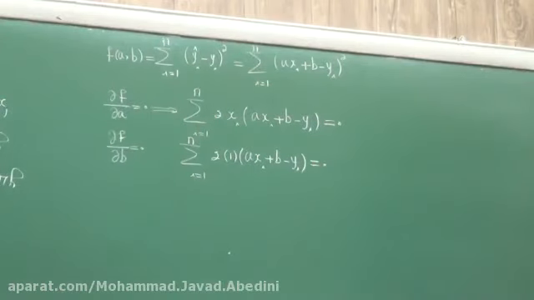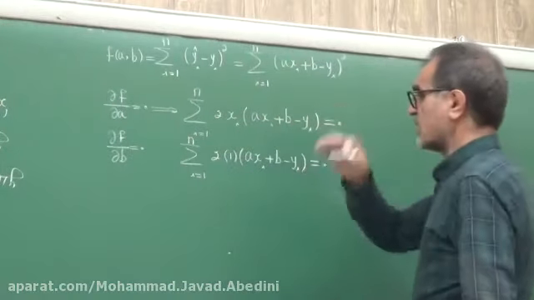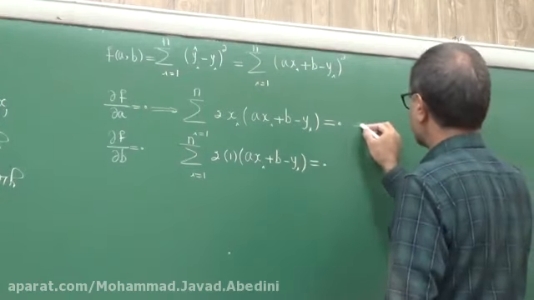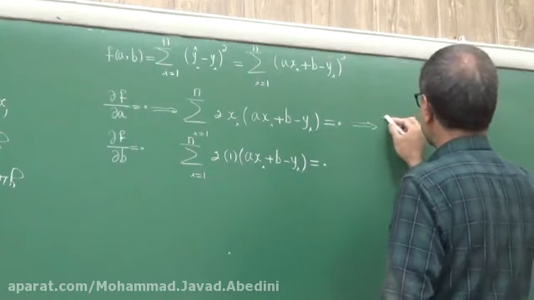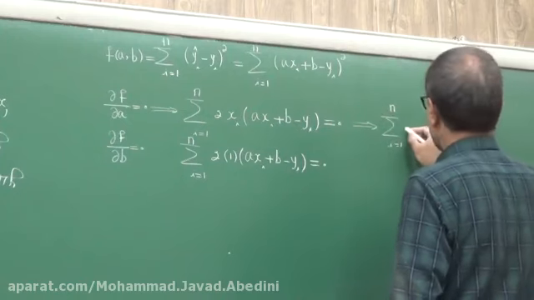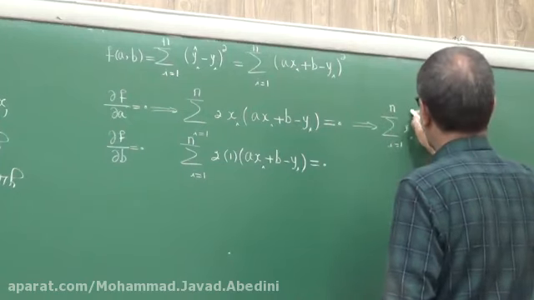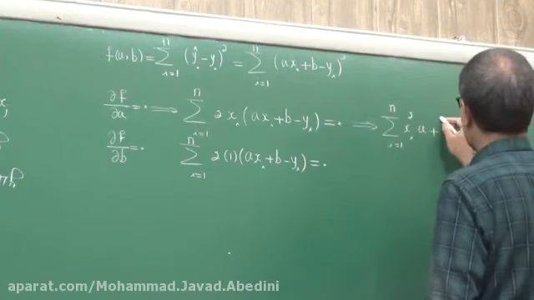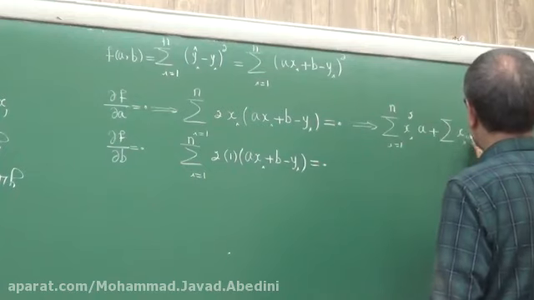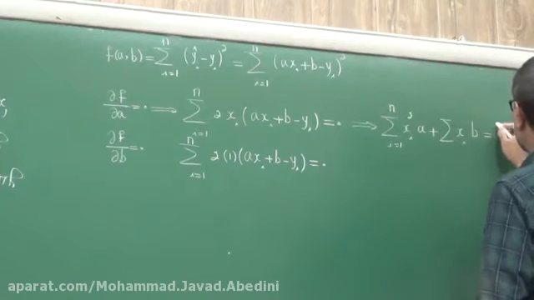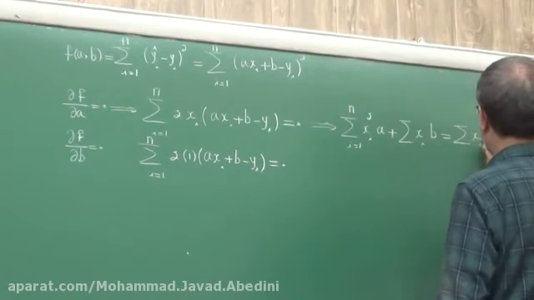Two equations with two unknowns. You can simplify, these two cannot be 0, it will cancel out, and then you could write this as summation i from 1 to n of xi to the power of 2 times A plus summation xi times B equal to summation xi y.